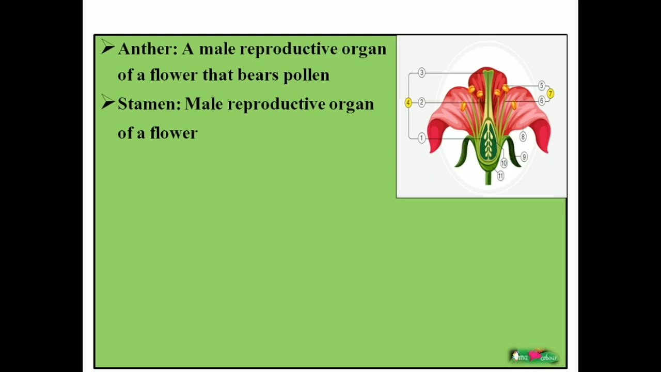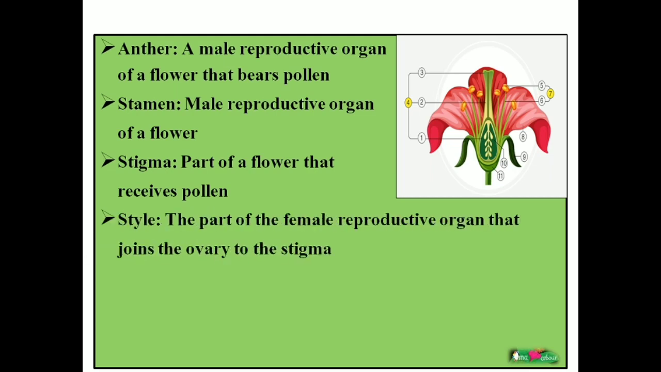Next, you can observe the numbers 3, 2, 1. You can see in the picture, number 3 indicates the stigma, which receives the pollen, number 2 is the style, and number 1 is the ovary. That complete structure of stigma, style and ovary is called pistil. Keep in mind, pistil is the female reproductive organ. Stamen was the male reproductive organ and pistil is the female reproductive organ.